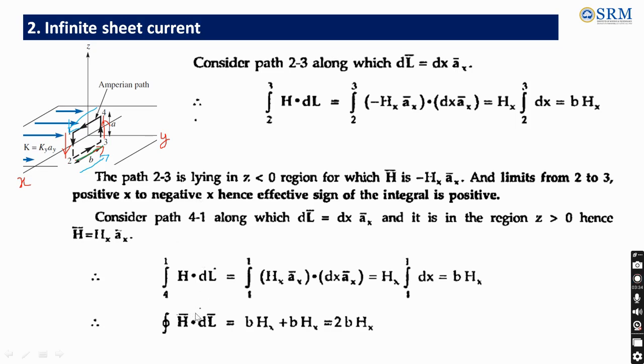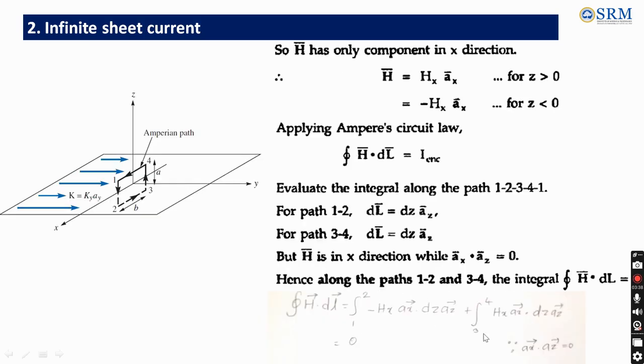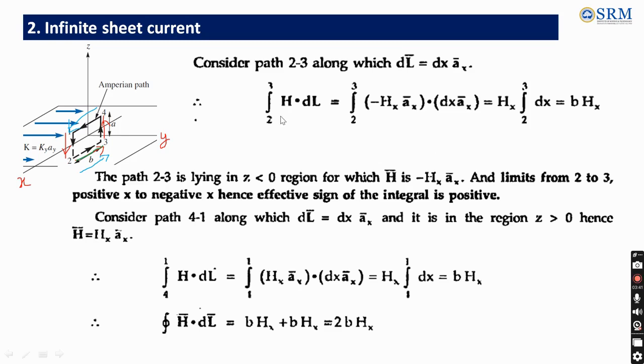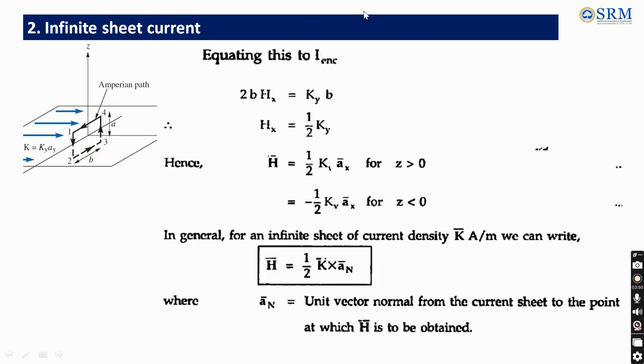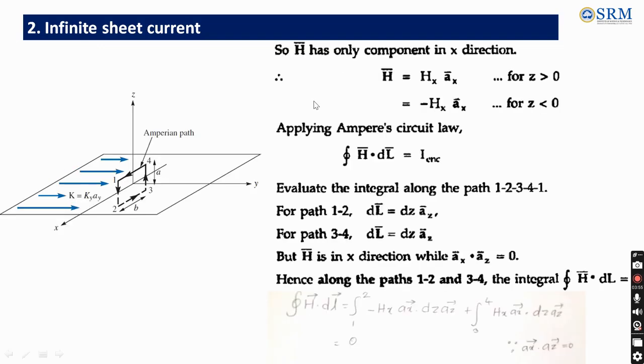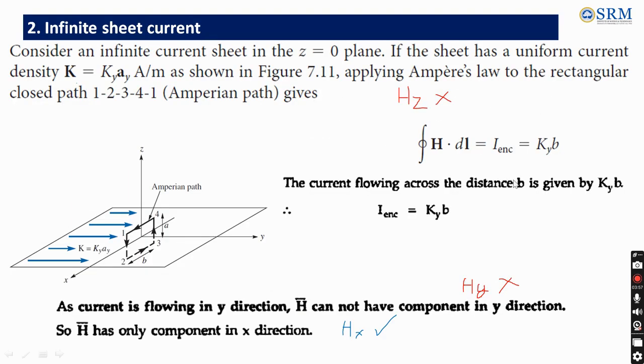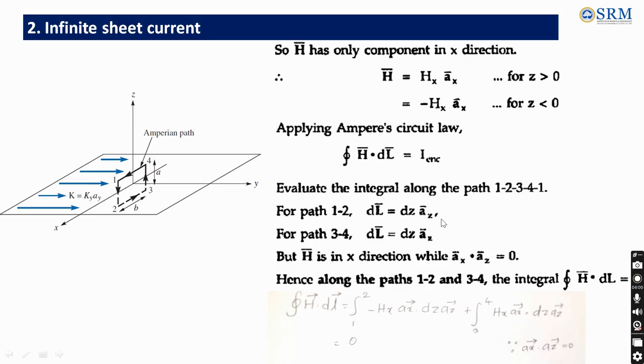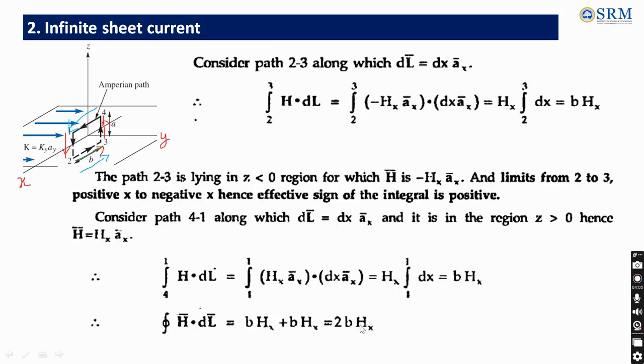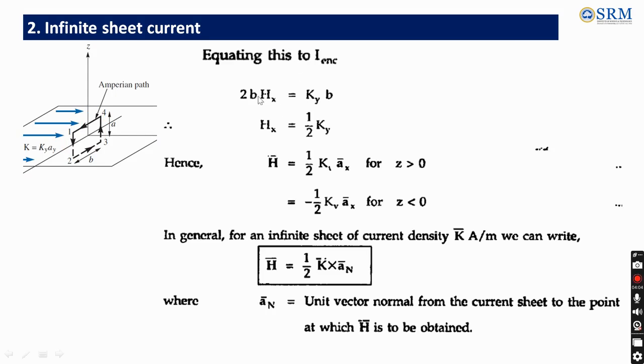So overall, the sum of the integrals for the closed path, 1 to 2, 3 to 4, 2 to 3, and 4 to 1: we got 0 from the previous part, and here 2b Hx. So that we are going to equate to the current enclosed. Current enclosed, we already saw that for the distance b, it is Ky into b. Ky into b is equated to 2b into Hx. If I equate, Hx is half of Ky.